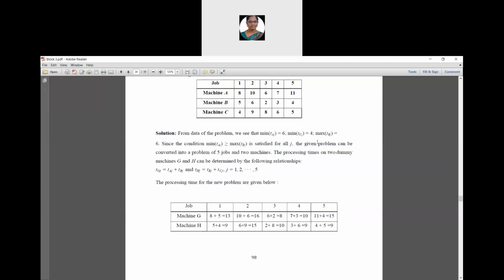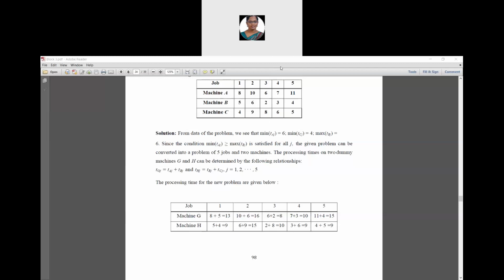The processing times on two dummy machines G and H can be determined by the following relationships, that is T_G is equal to T_A plus T_B. Here we are going to add the first two machine values, that is machine A plus machine B, and the second dummy machine H is calculated by adding the second machine and the third machine, that is machine B and machine C. The processing time for the new problem is given below.